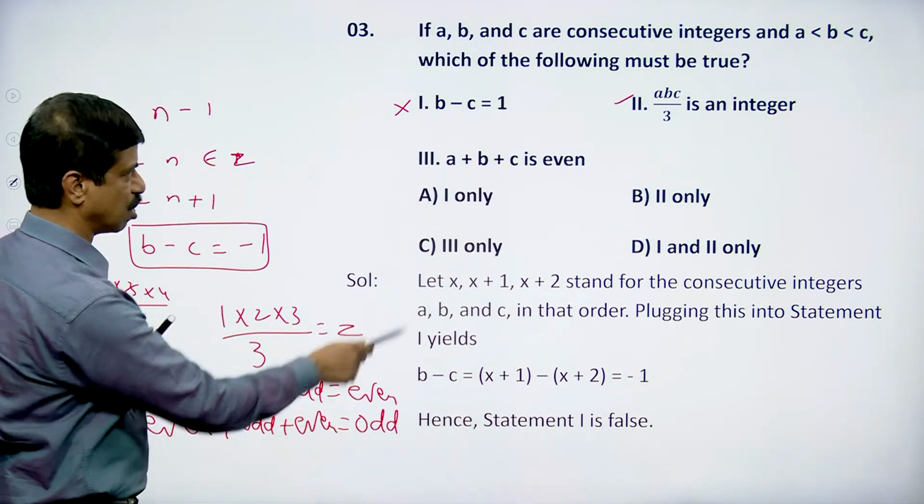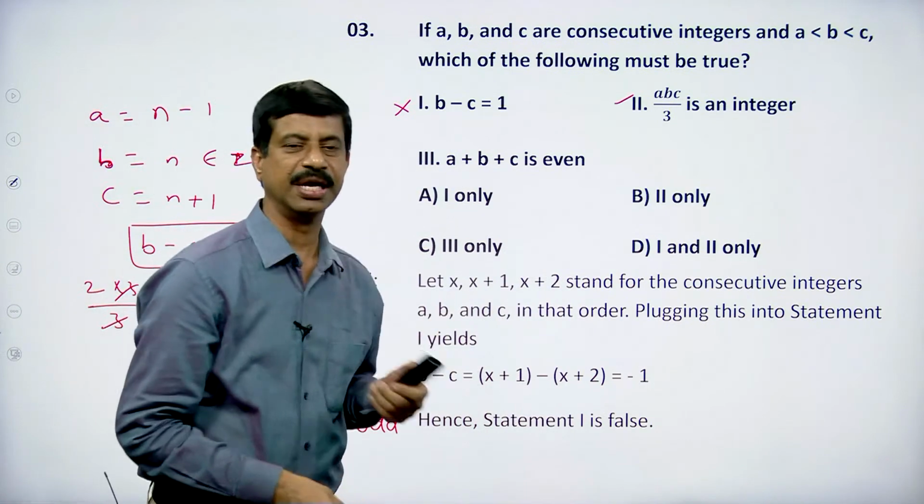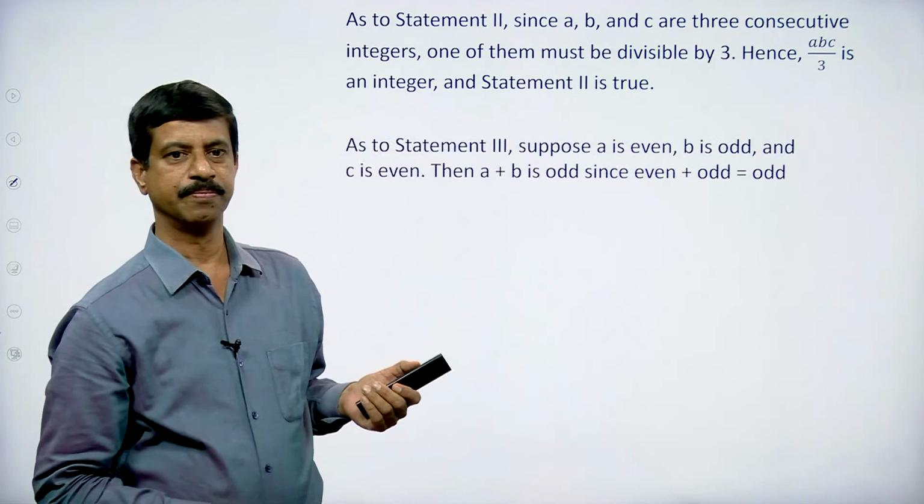Third one, A plus B plus C, we have seen. Here it is even, here it is odd. So he says always even, that is wrong. I think this should be very clear. Let us move to the next question, children.